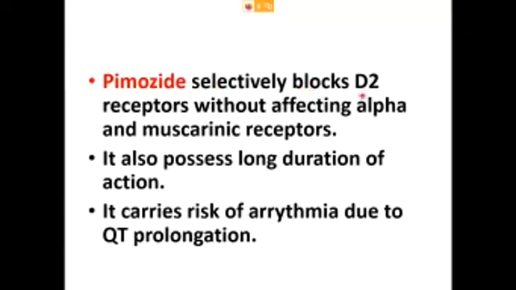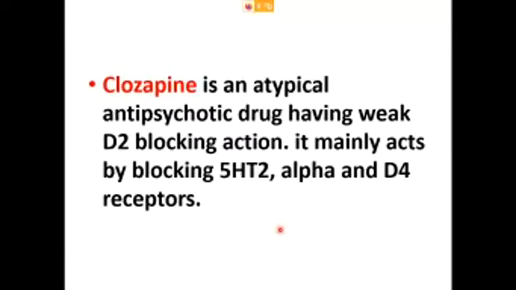They block dopamine receptors without affecting alpha and muscarinic receptors. So they don't have alpha blocking effects, and they don't have anti-muscarinic or anticholinergic effects. They have a long duration of action, but the main problem is that, like thioridazine, they can prolong QT interval, and by QT prolongation they can cause torsades de pointes.